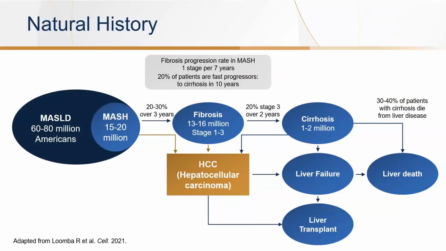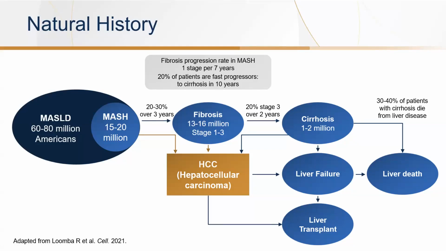Okay. We know that in the United States, 60 to 80 million Americans have been affected with MASLD, and of those, 15 to 20% or 15 to 20 million will progress to MASH. Over 3 years, 20 to 30% will continue to increase their fibrosis to stage 1 to 3, and they can develop hepatocellular carcinoma. Most people will progress their MASH 1 stage per every 7 years, with 20% of patients being fast progressors, and they will go to cirrhosis within 10 years.